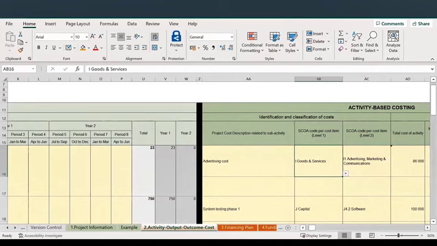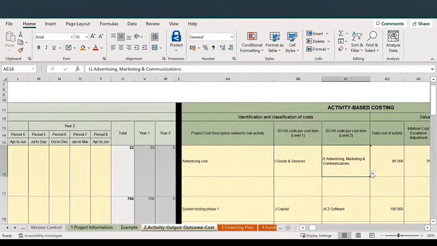And if I go across to the second level, or the subcategory, sure enough, we have advertising, marketing, and communications. There are a number of other subcategories, and I guess as you're populating your PIMP, you also get to see what else is there so that you select the most appropriate category for your expenditure item.